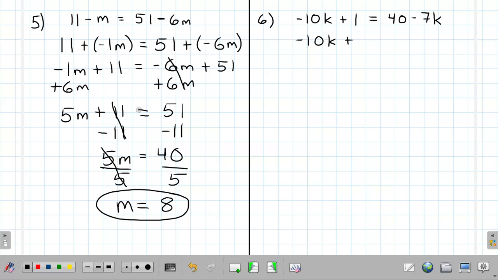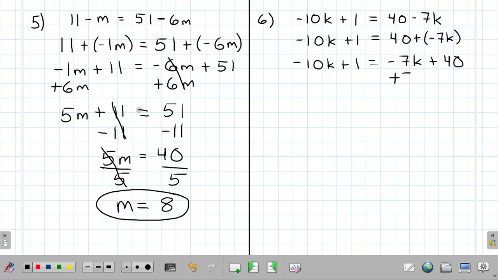So we have negative 10k plus 1 is equal to 40 minus 7k. Well, once again, if it's not very clear, we can flip that around if we wanted to. It's going to be negative 7k plus 40. But to clearly see that, write it as a sum. So write that subtraction as addition. And now we can flip the term around. Negative 7k plus 40. And now, once again, we're in the same spot that we were in example 5, example 4, example 3, example 2, and example 1, where we have a variable term plus a constant is equal to a variable term plus a constant.